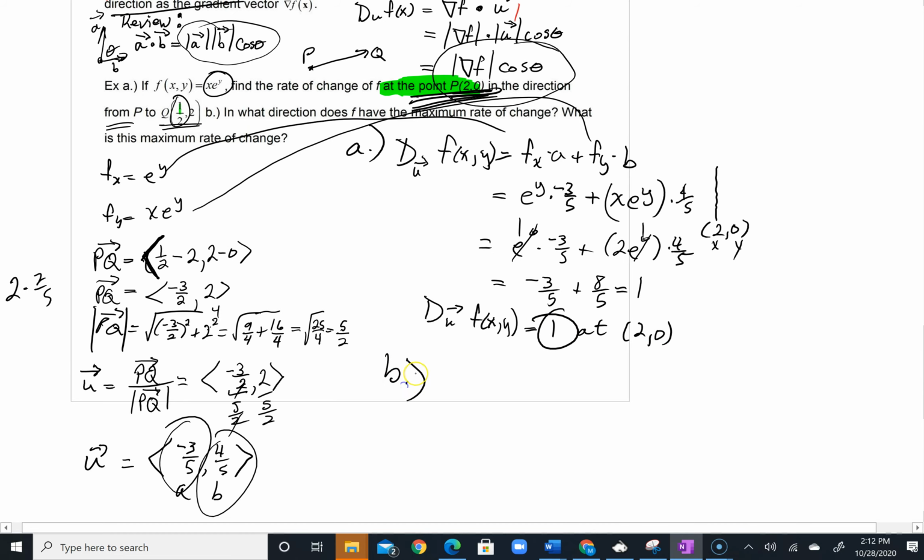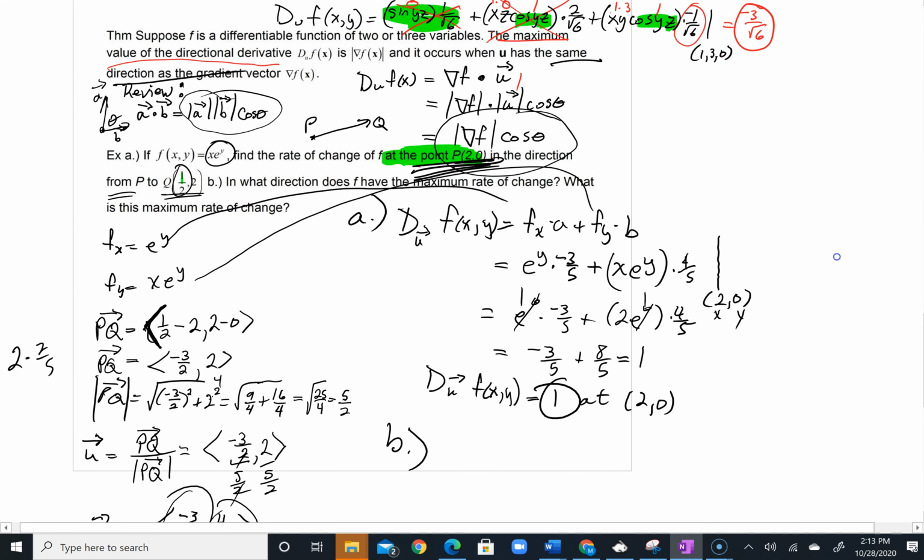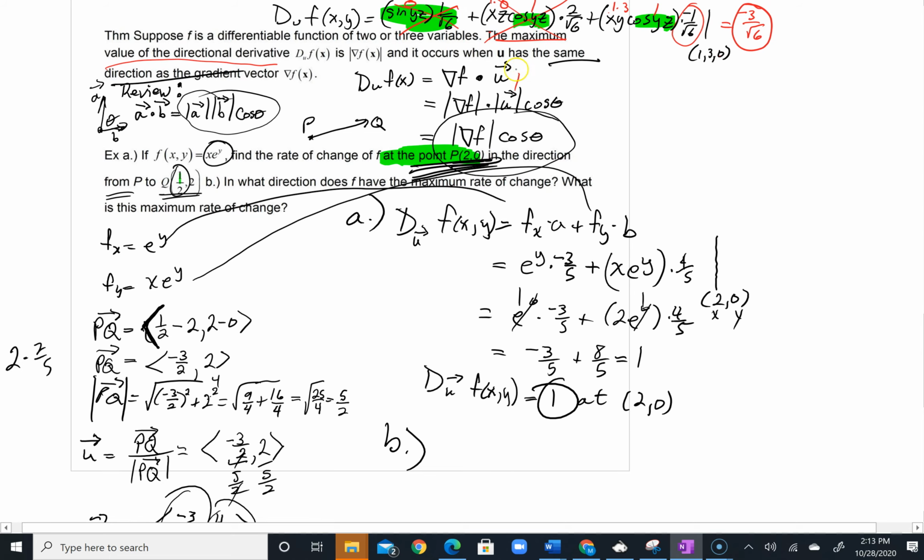For part B, they're asking something very different. In what direction does f have the maximum rate of change? And what is this maximum rate of change? As we just saw up above in this theorem, the maximum value of this directional derivative is the length of that gradient, the gradient of f of x, and it occurs when u has the same direction as that gradient vector.